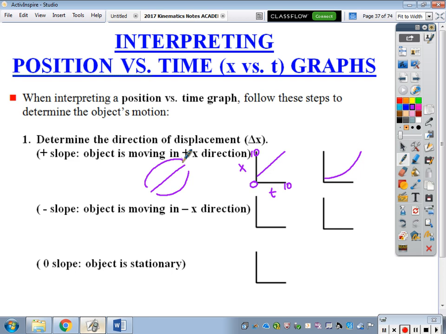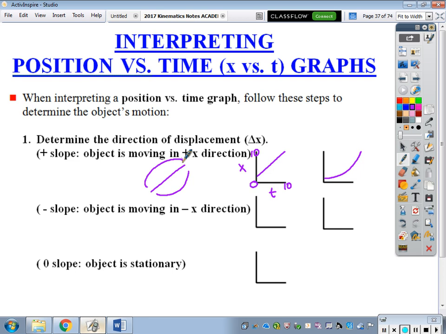Those 3 lines, the 2 curves and the straight line, are all the possible combinations for a positive slope. So if we see any of that on a position versus time graph, that tells us that our object has to be moving to the right, because we'll be starting at some lower position and finishing at a higher position.